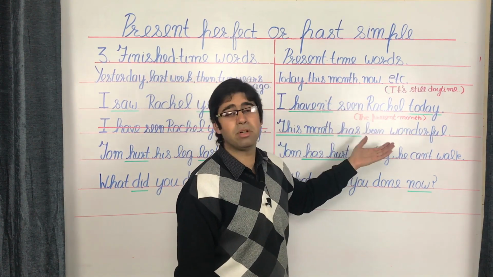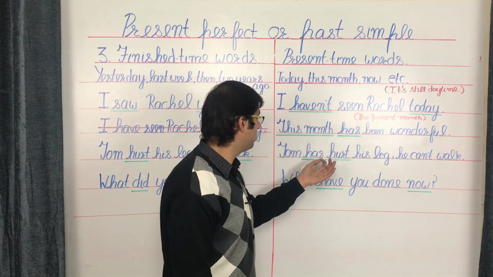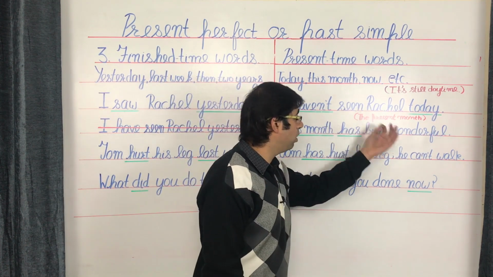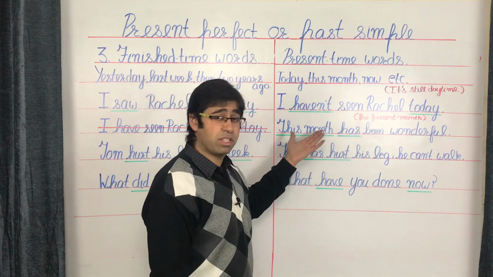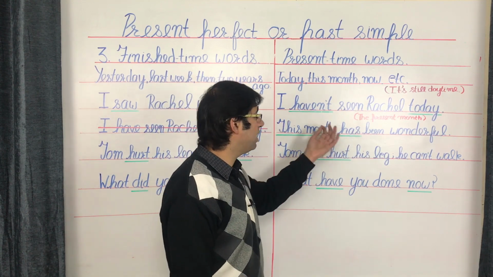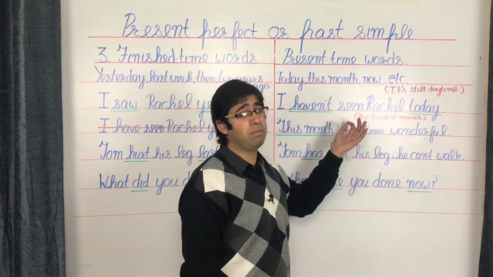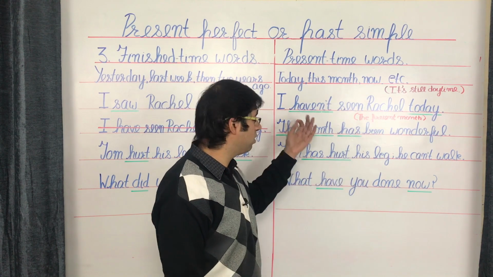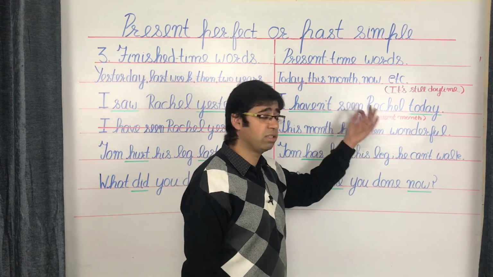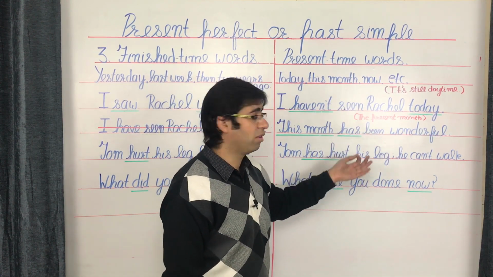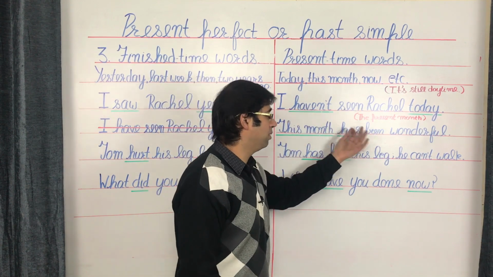Taking a similar example in the present perfect, you have another sentence as this month has been wonderful. Now this is the present perfect structure because of the reason that it is the present month. The month has not ended yet, and hence we're expressing that sentiment of the month being wonderful in the present perfect as this month has been wonderful.